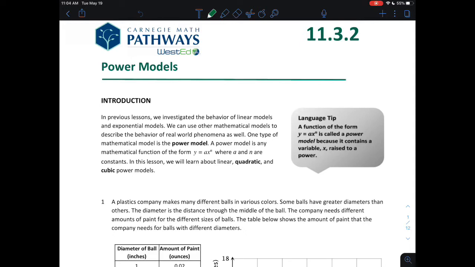On the right is a language tip. A function of the form y equals a times x to the n is called a power model because it contains a variable x raised to a power. Notice how this is different from the exponential model, where the variable was the power, but now we have a variable raised to a constant power.